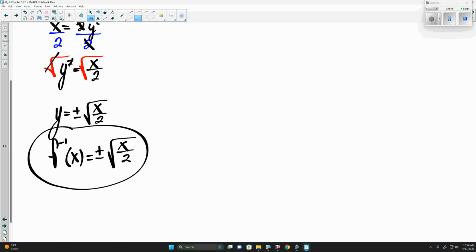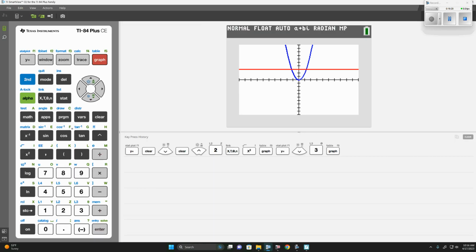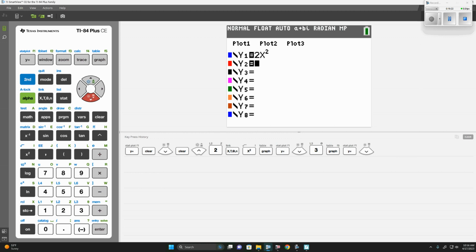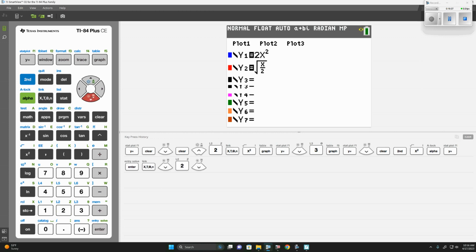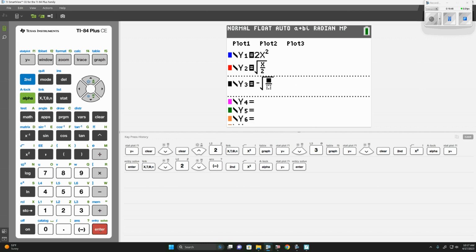Now we said an inverse, if it is a function, has to pass the vertical line test. We can't draw a vertical line and have it cross in more than one place, yes? Well, with this here, y equals the square root of x over 2 is one of the ones we have. We do have the positive square root of x over 2, but we also have the negative square root of x over 2. We have the plus and minus.